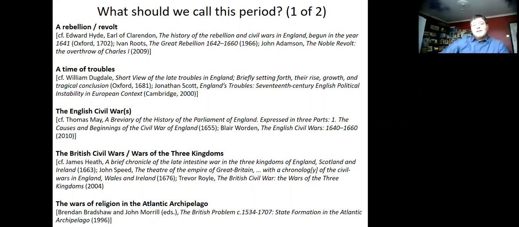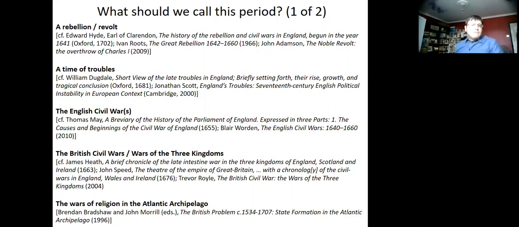Let's have a look at some of the ways in which this period has been called. The first way to think about the period is as a rebellion or a revolt. This has long antecedents. We think of a contemporary, Edward Hyde, Earl of Clarendon, who wrote of the history of the rebellion and civil wars. Now, the point of calling it a rebellion is that it delegitimates what happened. It's a break from the natural order here being monarchy and the divine right of kings.